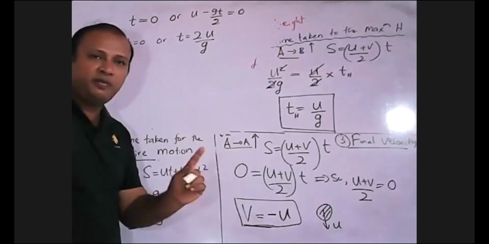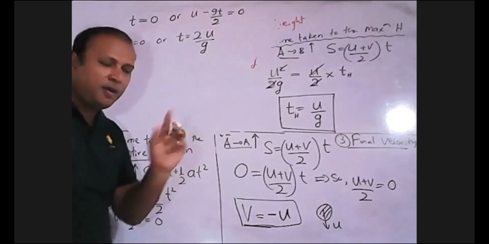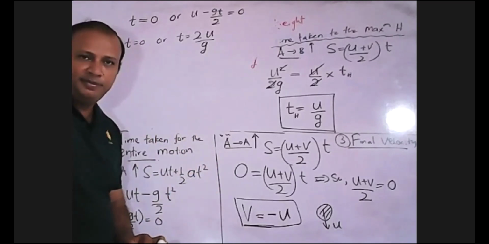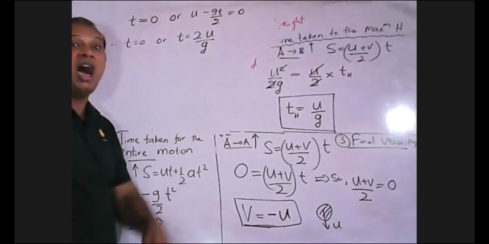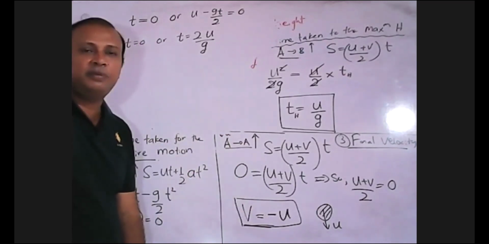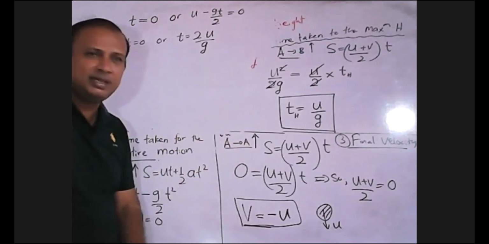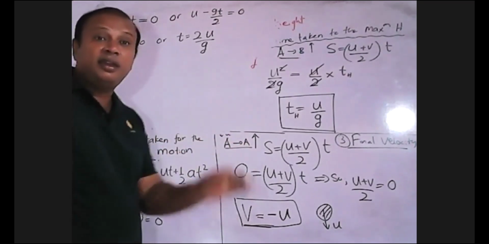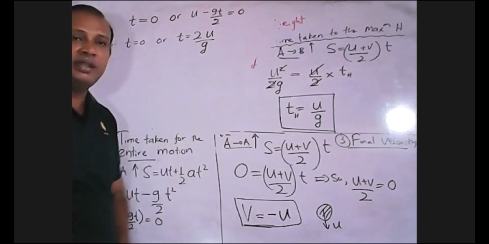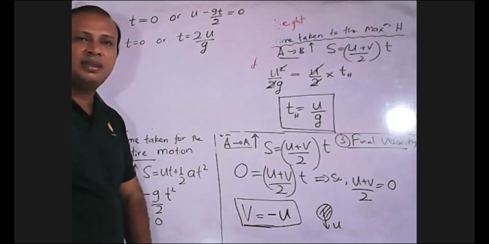The first occasion is at the beginning. At the beginning, the ball was at the point A. And after the journey, the ball is again at point A. Therefore, there are two occasions where the ball is at point A.